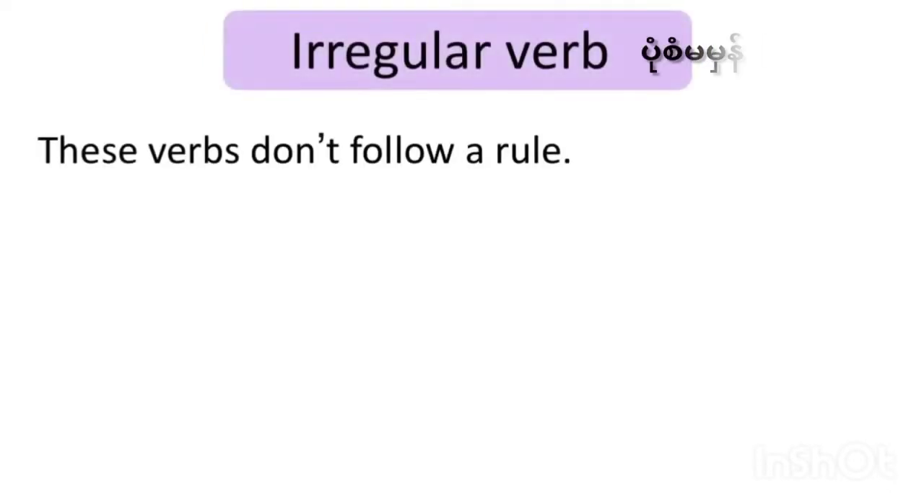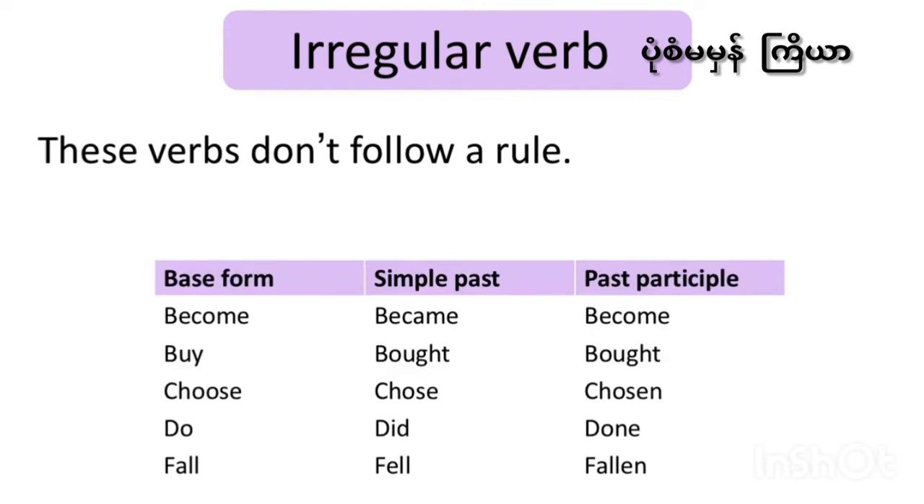Irregular verb. These verbs don't follow a rule. They make their own changes. For example, here again we have the base form, simple past and past participle. The example: become, became, become. So they don't follow the rule of adding a d or ed. Each word has a different ending.